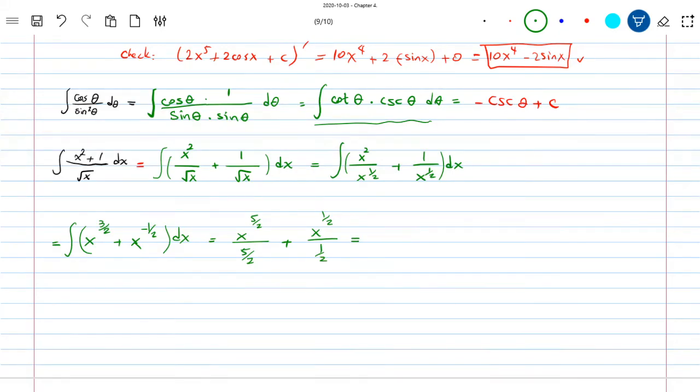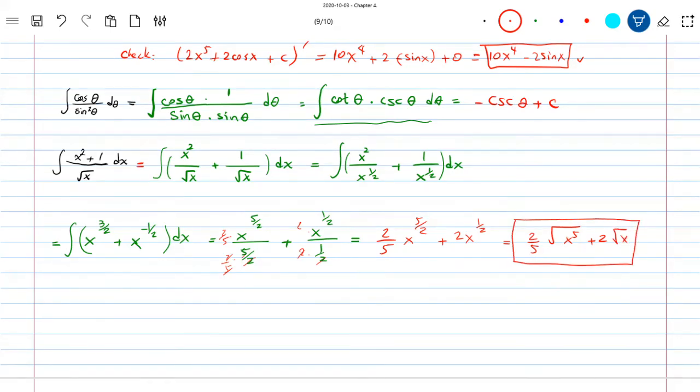And how do you simplify? How do you get rid of these numbers in the denominator? Always multiply by the reciprocal, both in the numerator and denominator. So multiply by 2, multiply by 2. These two will cancel out. These will cancel out. So what we have is 2/5 x to the power 5/2 plus 2x to the power 1/2. You can simplify it as 2/5 times x to the power 5/2, which is the square root of x to the 5th, plus 2 times x to the power 1/2, which is simply the square root of x. And this is our antiderivative function.